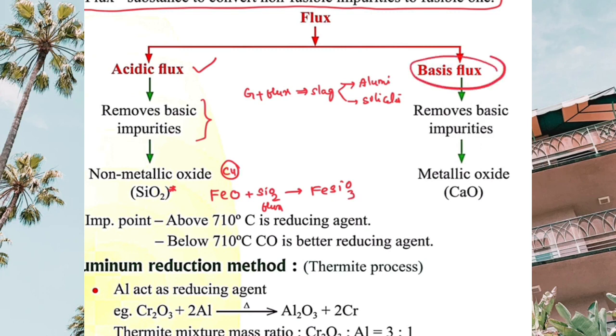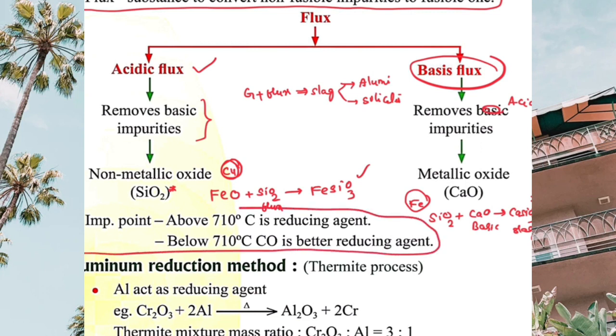Whereas basic flux is used to remove acidic impurity. For example, CaO. In the case of iron metallurgy, silica is impurity. To remove that, we are adding basic flux. As a result, calcium silicate we are getting in the form of slag. In copper industry, iron silicate. In iron industry, calcium silicate is a slag. Very, very important. Below 710 degrees centigrade, carbon monoxide is the best reducing agent. Above 710 degrees centigrade, high temperature, carbon is the reducing agent. Why? We are going to discuss in the Ellingham diagram.